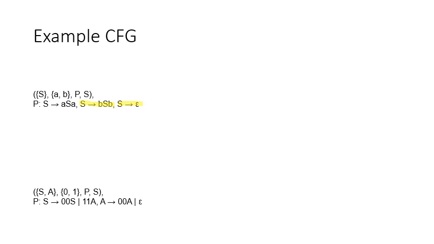Similarly, we have another grammar here. It has two non-terminal symbols S and A, and two terminal symbols 0 and 1. You can see S derives 0 0 followed by another S, or it can be 1 1 followed by an A. And A derives 0 0 followed by A, or epsilon. So these are some examples of context-free grammars.